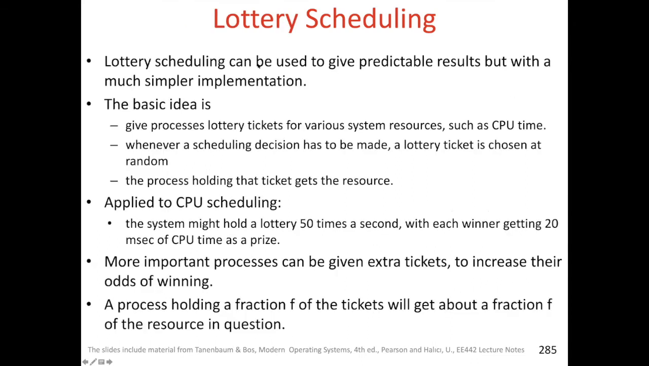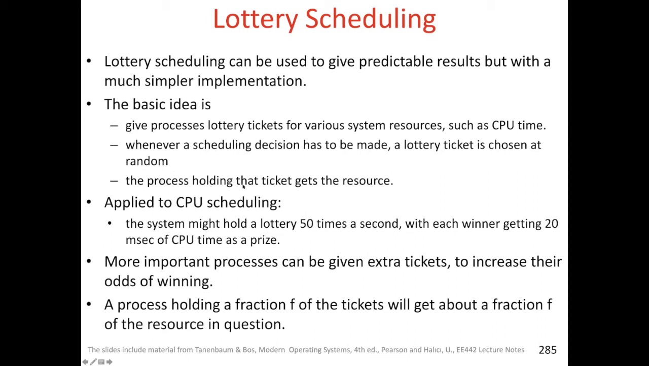Lottery scheduling can be used to give predictable results but with a much simpler implementation. The basic idea is to give processes lottery tickets for various system resources, such as CPU time. Whenever a scheduling decision has to be made, a lottery ticket is chosen at random.